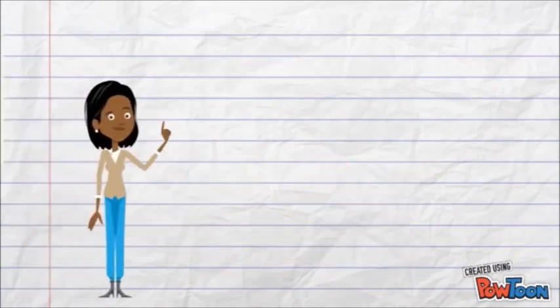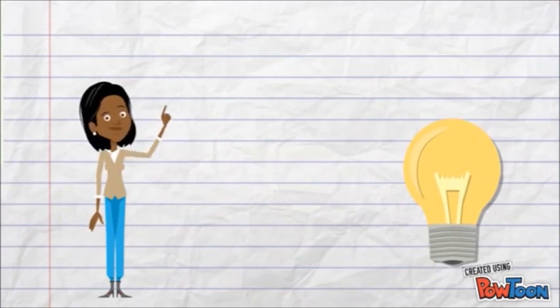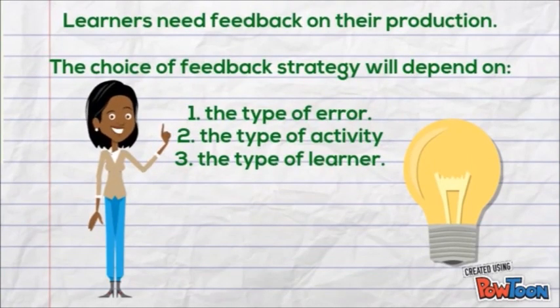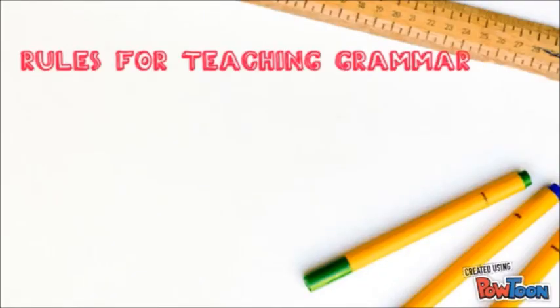Also something important to take into account is that learners need feedback on their production, and that the choice of feedback strategy will depend on, first, the type of error, second, the type of activity, and finally, the type of learning. Well guys, now we have rules for teaching grammar. There are 6 rules for teaching grammar. The first one is the rule of context.